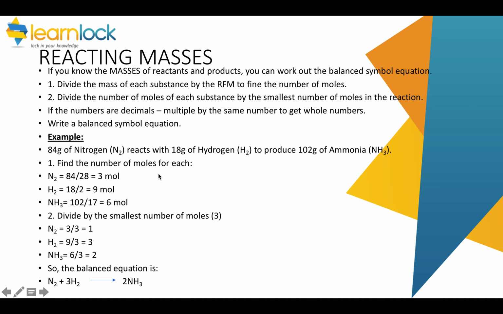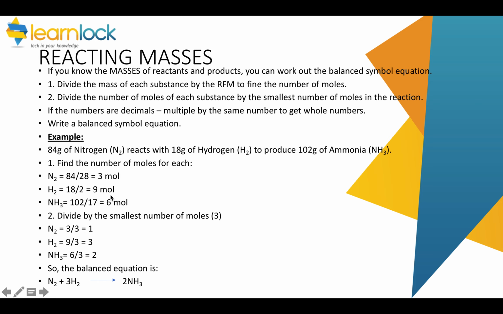First of all, find the number of moles for each. So write out the elements and compounds, so nitrogen, hydrogen, ammonia, and then take their mass and divide it by the relative atomic mass. So nitrogen is 14 in the periodic table, but there's 2 of them, so it's 28. Hydrogen is 1, but there's 2 of them, so it's 2. Ammonia, you need to add together 14 plus 3, which is 17. That then gives you the number of moles.